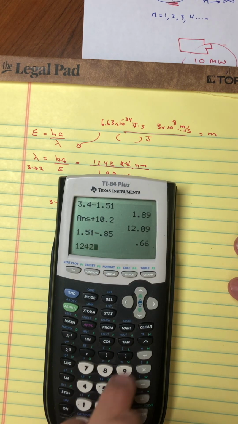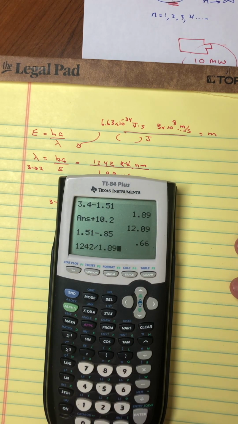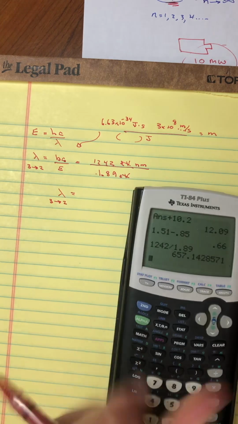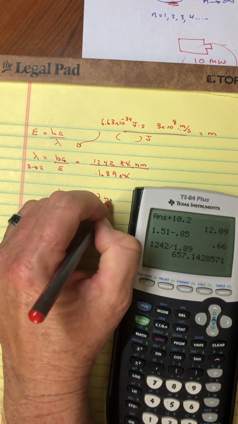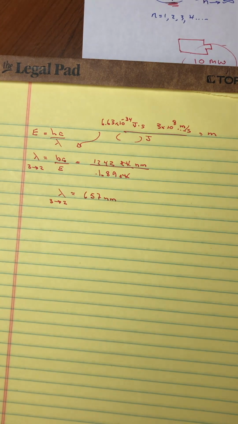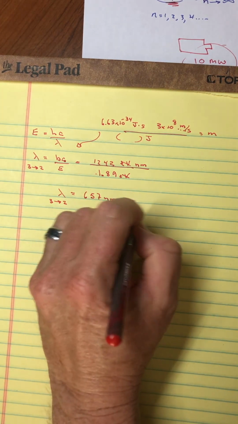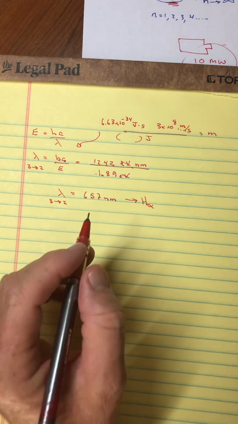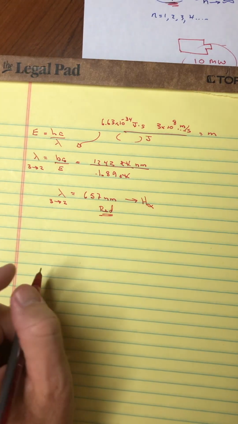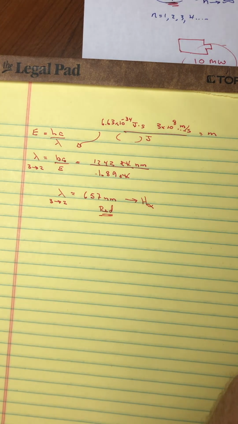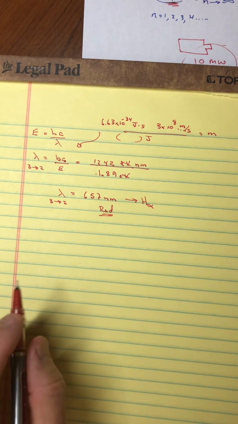So 1242 divided by 1.89 is 657 nanometers. And as I said, this would be the hydrogen alpha line. It would be red, getting close to that 700, the far end of the spectrum.